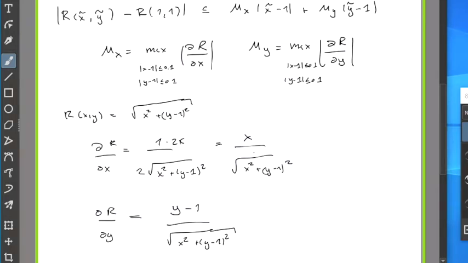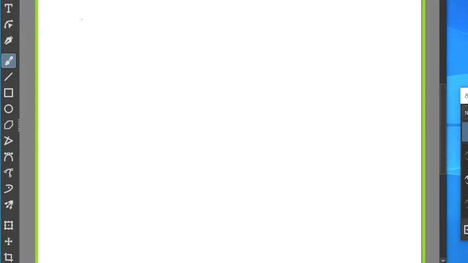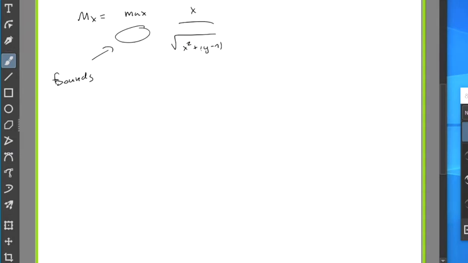Okay, now we need to use these expressions to determine values for mx and my. So let's concentrate on mx. And now let's leave out the bounds to save some time. The thing that we need to bound is x over the square root of x squared plus y minus 1 squared. And we need to take the absolute value.